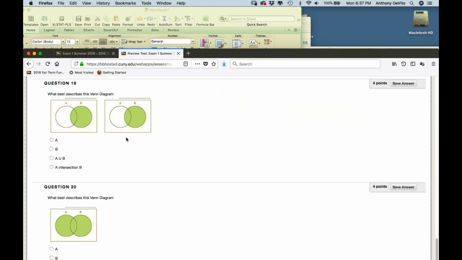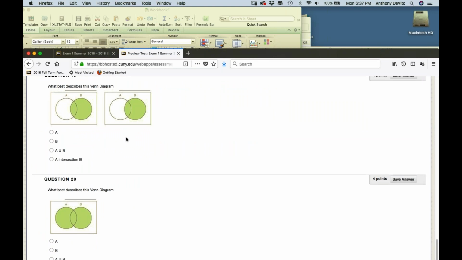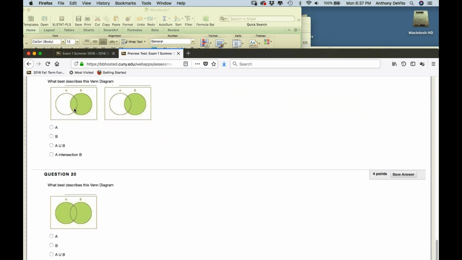Okay, what's the best description for this Venn diagram? Well, we see that this represents B. A union B would represent either one, so it could be A or B or both, and that's not the case here. A intersection B would have to satisfy both A and B, and only this part does that. So basically, it's just going to be B.